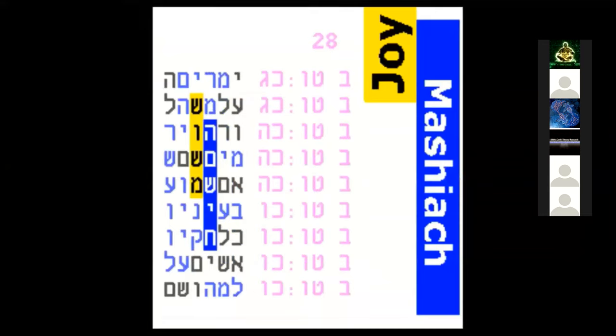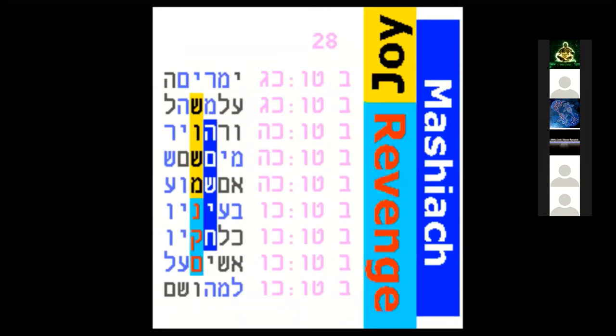So here's another example of joy and Messiah somewhere else with a very small cluster. And it's continued with the word revenge, which we will see again. And if you read the Torah and the Tanakh, you'll see that the idea of revenge is very important with Mashiach. It sounds harsh, but he's coming with a sword, guys. He's coming with a sword.